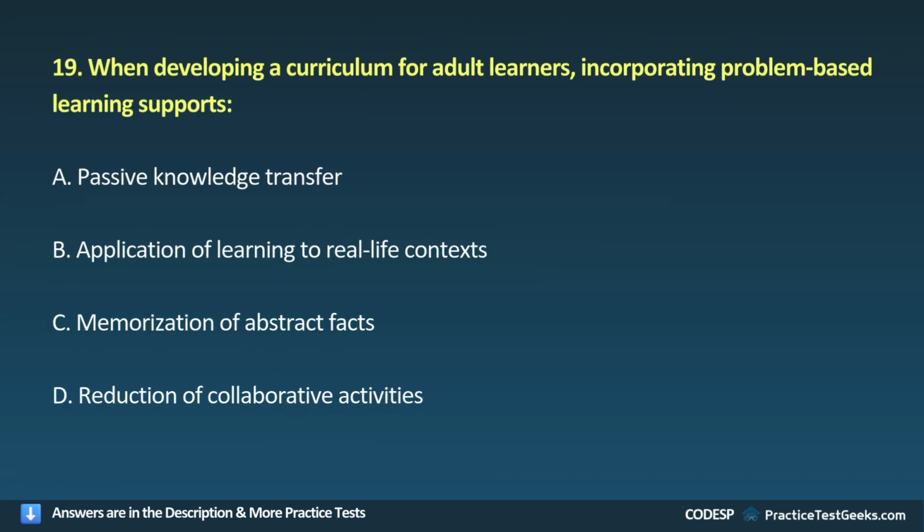19. When developing a curriculum for adult learners, incorporating problem-based learning supports A. Passive knowledge transfer. B. Application of learning to real-life contexts. C. Memorization of abstract facts. D. Reduction of collaborative activities.